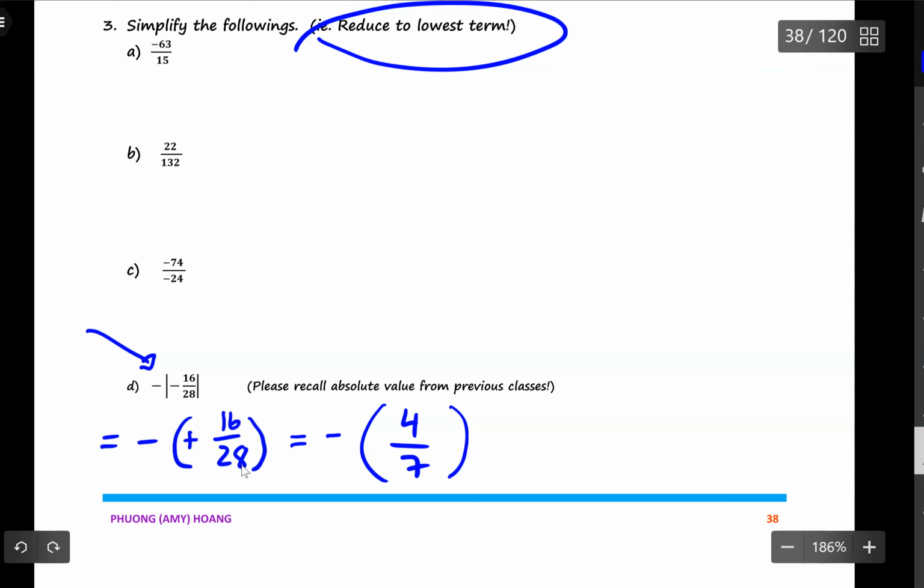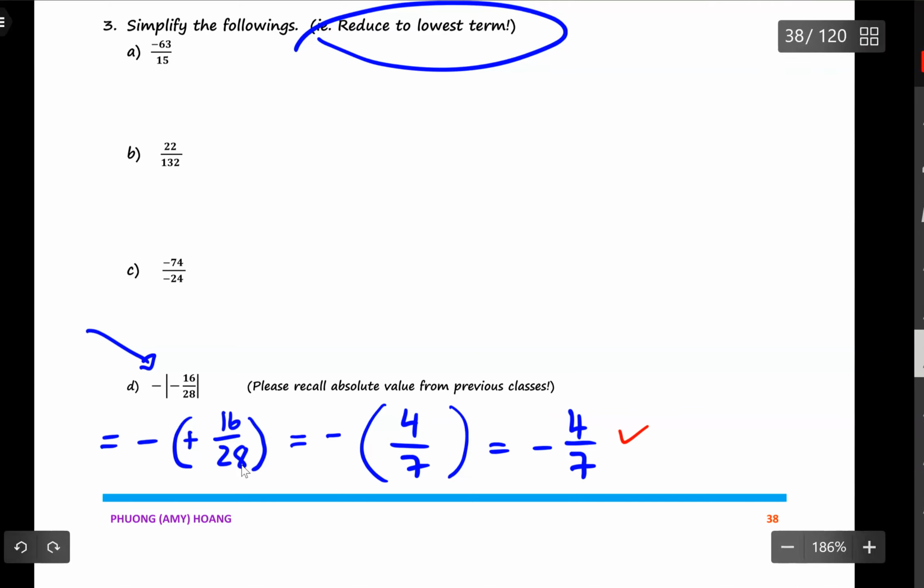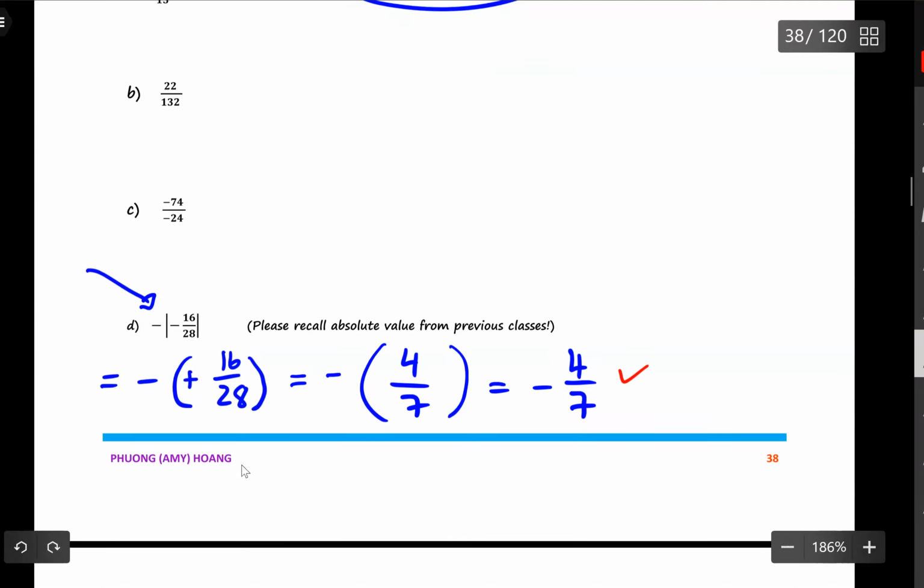So use your calculator, press the key, and you get 4 over 7. Then the negative applies to this and gives you negative 4 over 7 as the result. If you don't want to use the calculator, you can take 16 divided by 4 and 28 divided by 4, and you should have 4 over 7 in this case. All right, thank you, everyone.